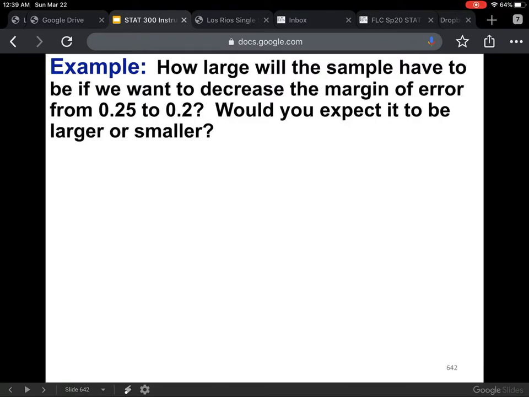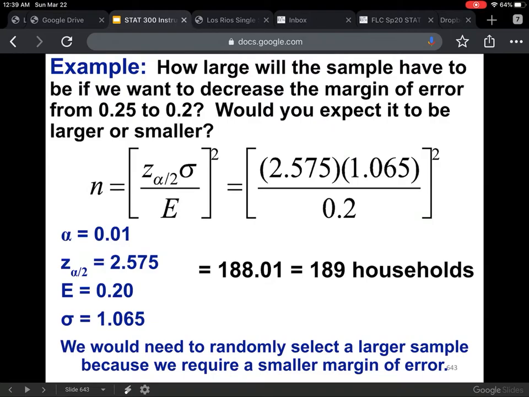How large will the sample have to be if we want to decrease the margin of error from 0.25 to 0.2? Would you expect it to be larger or smaller? Pause the video and decide for yourself, larger or smaller. If we do the math, decreasing 0.25 to 0.2 means making this margin of error smaller. When we make the margin of error, the denominator, smaller, the overall value should be bigger. The denominator gets smaller, so the overall fraction would be bigger.